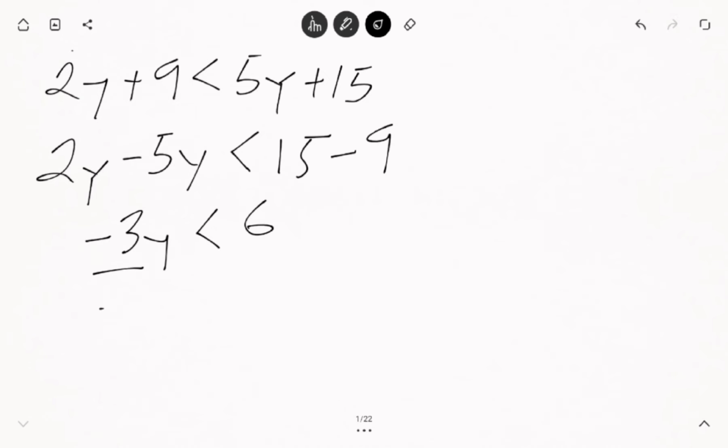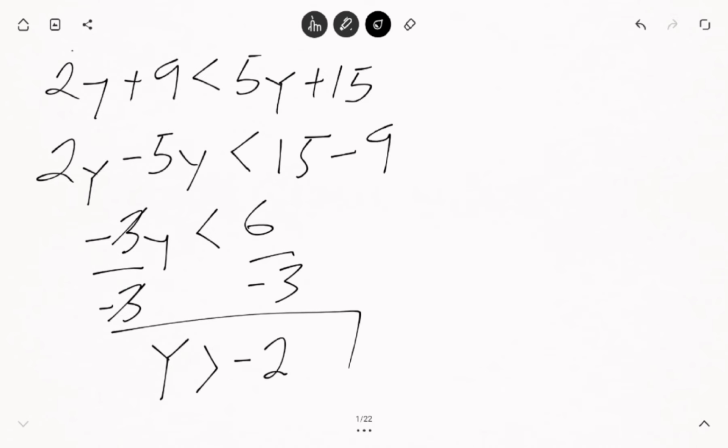Now to make my y stand alone, I have to divide by negative 3. Because I divide by negative 3, my sign will change. So my y, instead of being less than, will now be greater than. 6 divided by 3 will give me 2, so it becomes negative 2. So y is greater than negative 2 becomes my answer.